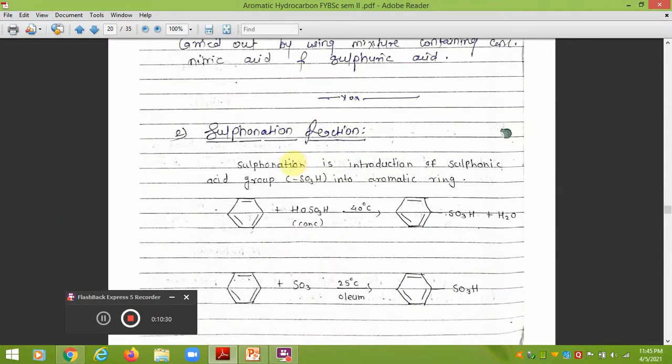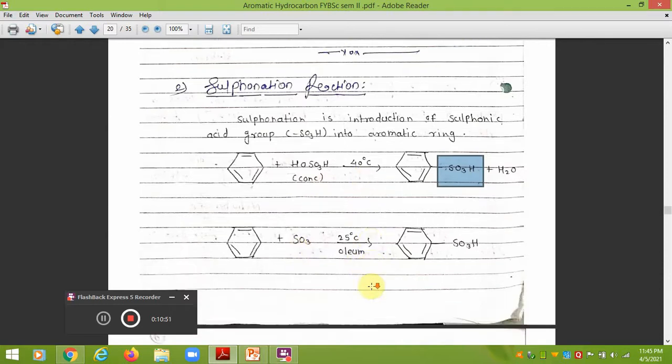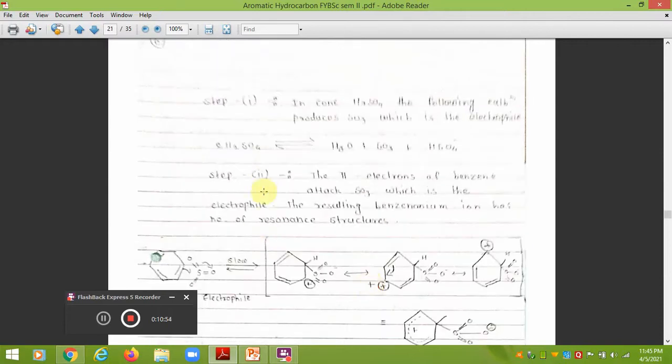Another example of electrophilic substitution reaction is the sulfonation reaction, in which one of the hydrogens of the benzene ring is replaced by a sulfonic acid group in the presence of concentrated H2SO4 or sulfur trioxide, that is oleum, at 40 degrees Celsius or at room temperature. In this case, the first step is the formation of the electrophile, in which two molecules of sulfuric acid undergo protonation and give the formation of SO3.